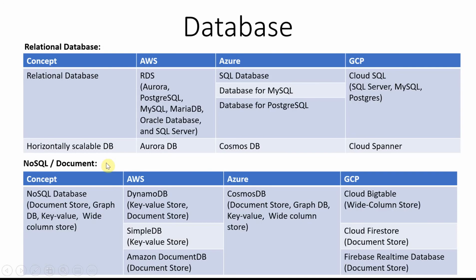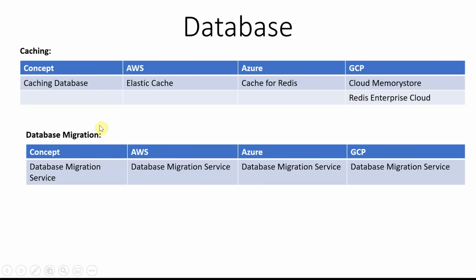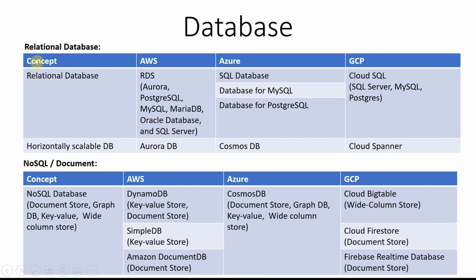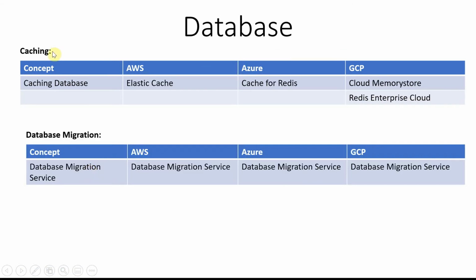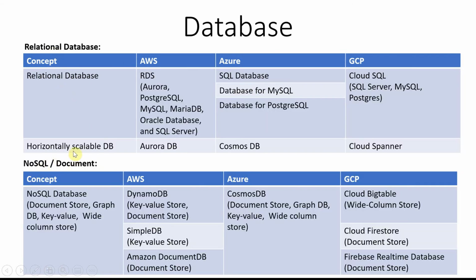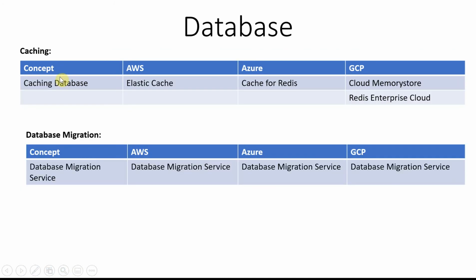Next, we come to the database. If you look at the database, logically speaking, we have relational databases and the NoSQL ones. Of course, there's a minor variant, which is the caching category. But overall, these are the three categories: relational database, NoSQL, and a very different concept, which is caching.